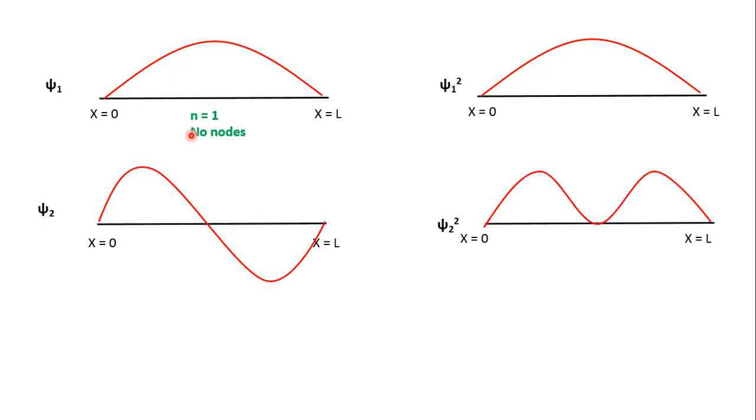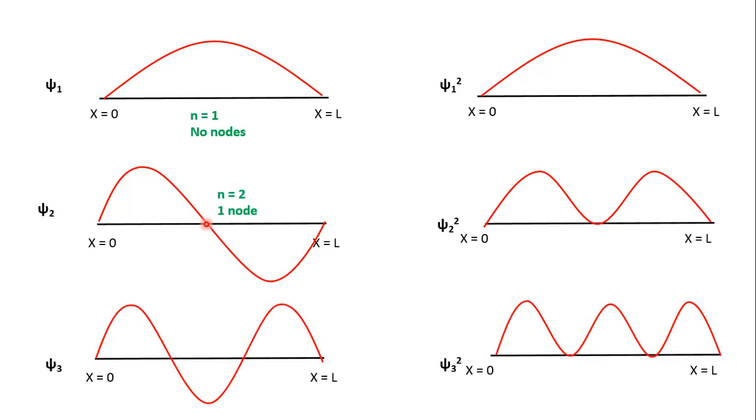When n is equal to 2, we have an intermediate point where the electron density is 0. That is, psi is 0. Psi square is 0. And so there is one node. So a node is the point at which the electron density is 0, the point at which the value of psi is 0, the point at which the value of psi square is 0. So when n is equal to 2, there is one node.